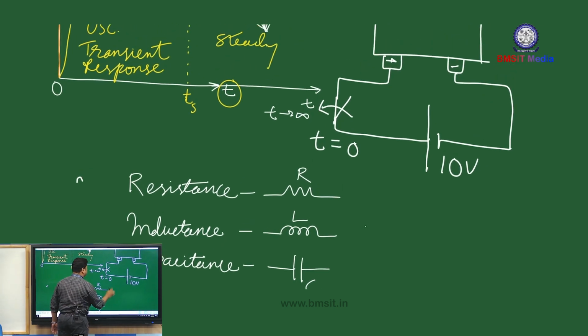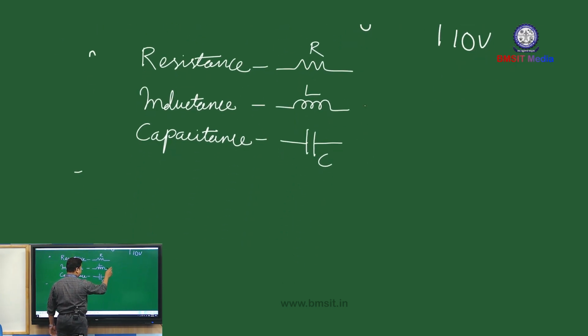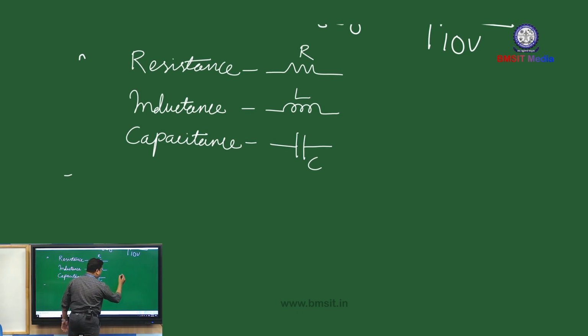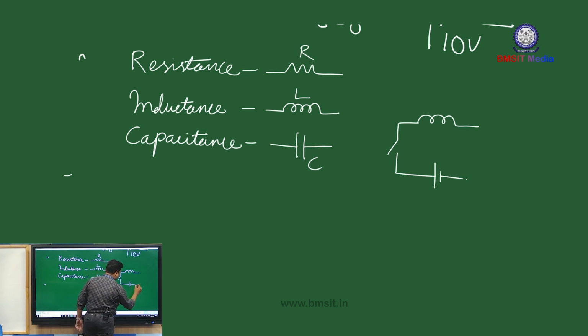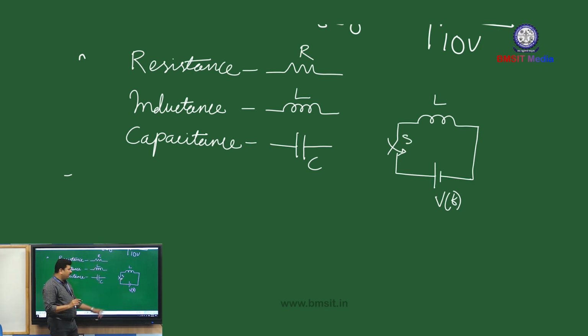When I close the switch at t equal to 0, say for example, if I take a simple inductive circuit and connect it to, say, a DC source, a steady state source, let it be V of t. This is L, and this is the switch, switch S. Now when switch S is open, it is evident that no current flows in the circuit. So there is nothing happening here.